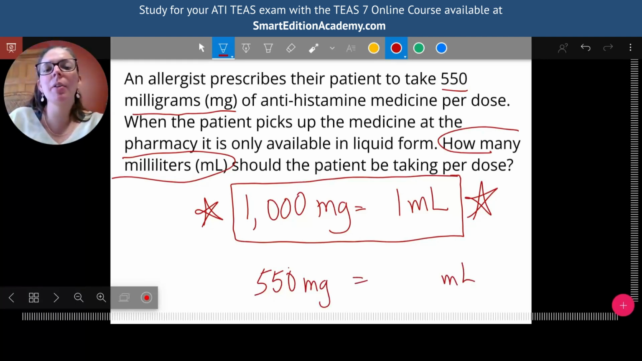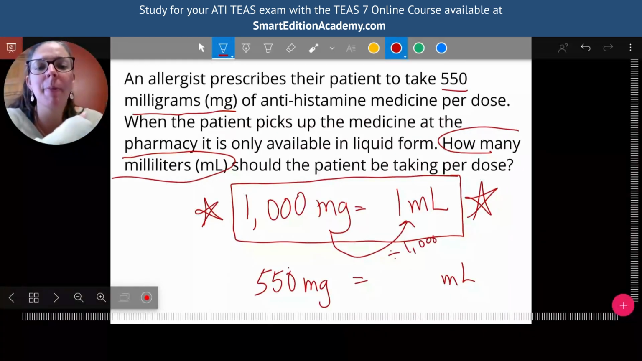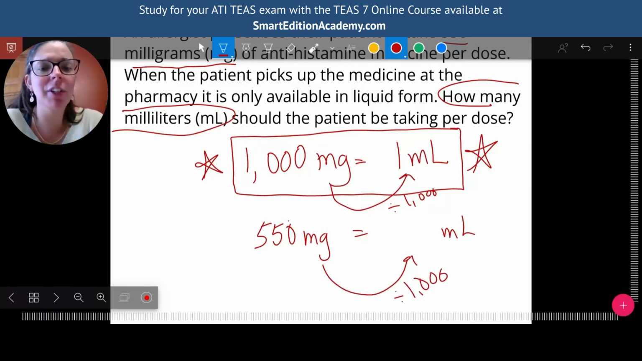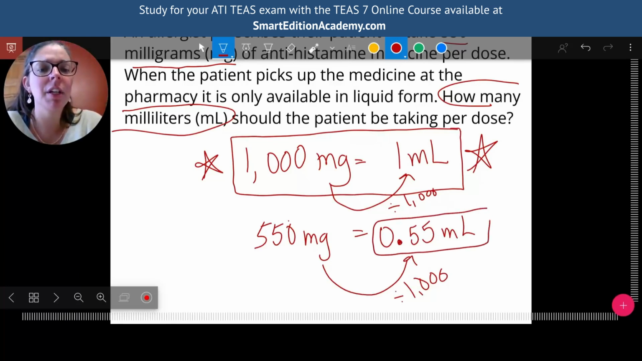Well, thinking about this, notice how I'm going from milligrams to milliliters. It's getting smaller, 1,000 to 1. I'm dividing by 1,000. So that is how I'm going to answer this question. I'm just going to take 550 and divide by 1,000. Plugging that in your calculator, you get 0.55 milliliters. It should drop that trailing zero for you, but if not, just make sure you do. So you can get your solution of 0.55 milliliters.